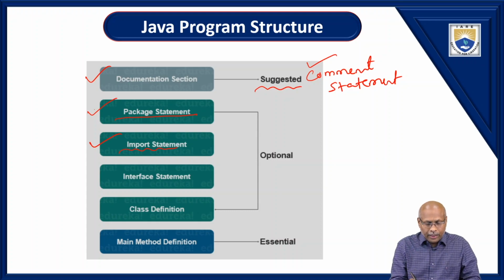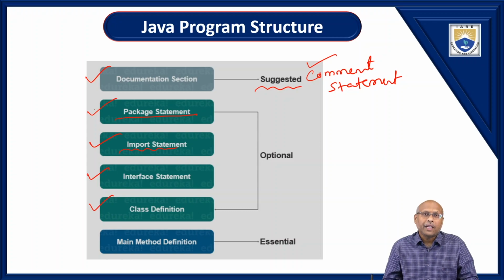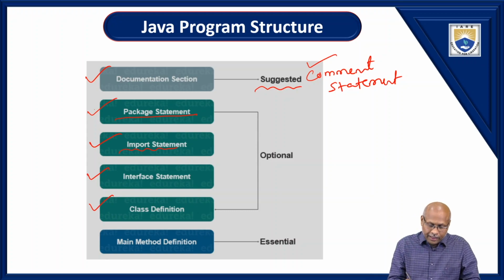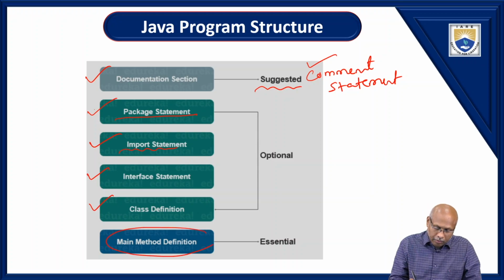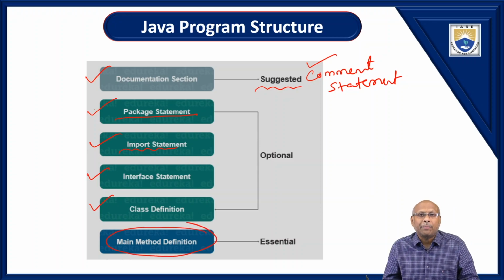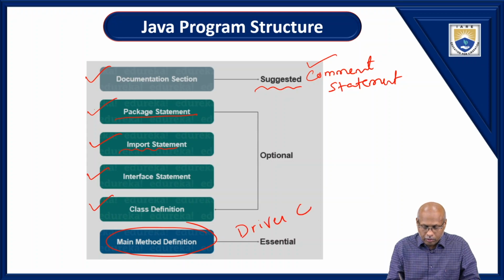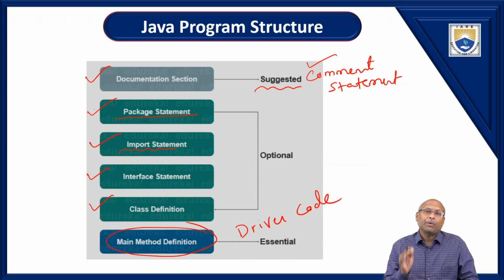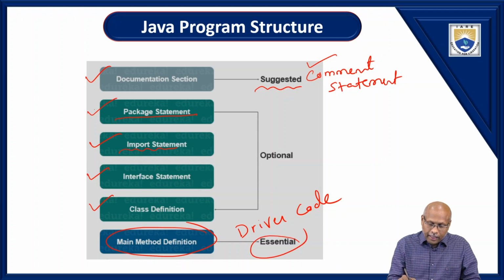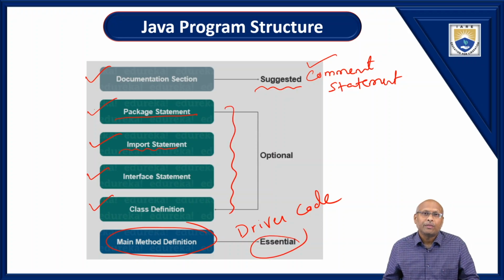Then you have to write either an interface or class statement, because this is the starting point of your program. Inside the class, there is one important part called the main method. This is the starting point, or I can say driver code. This driver code must be there for every program. If driver code is not there, it will not run. This is the essential part, and the remaining are all optional. So this is the structure you have to follow.